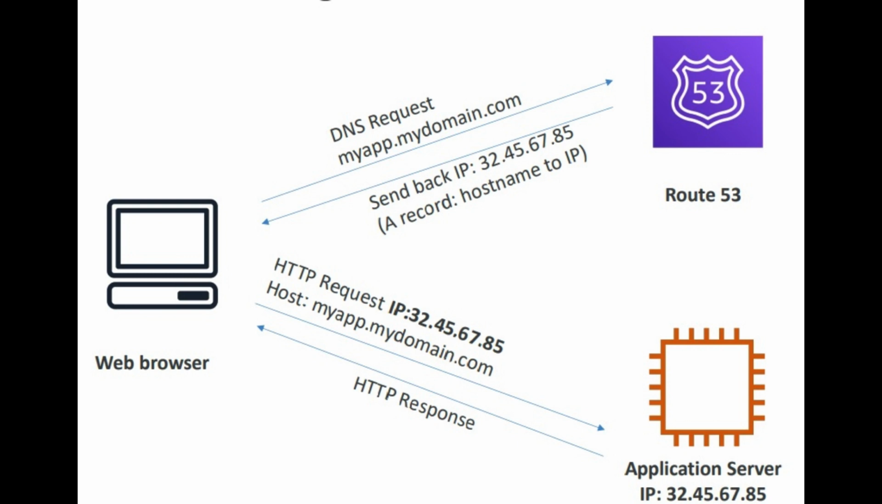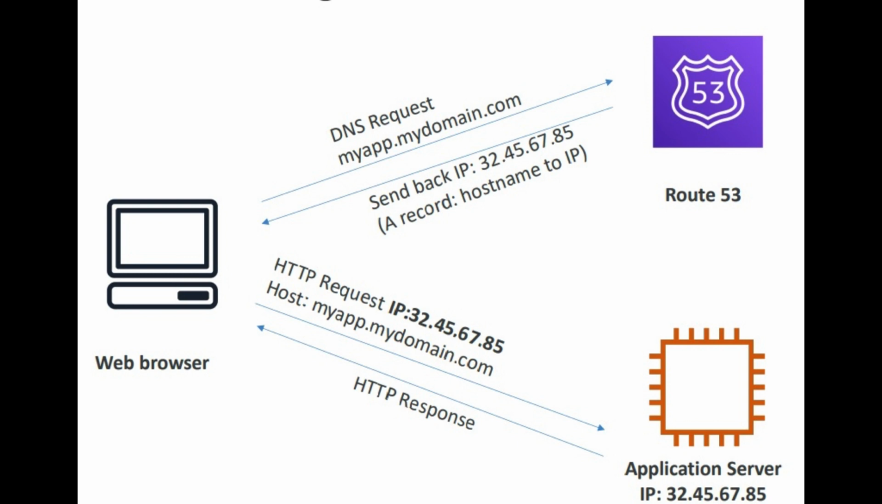The application server, identified by the IP address 32.45.67.85, receives the HTTP request. It recognizes the host header and processes the request as coming from myapp.mydomain.com. After processing, the server sends back an HTTP response to the web browser.